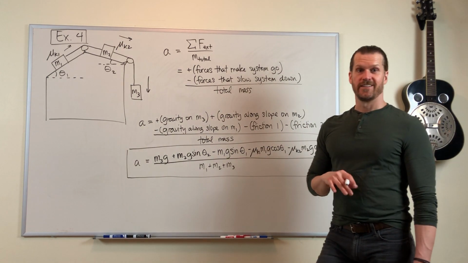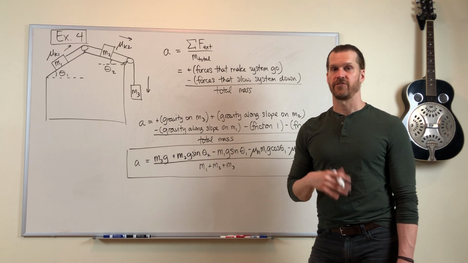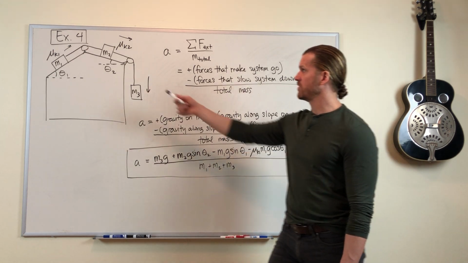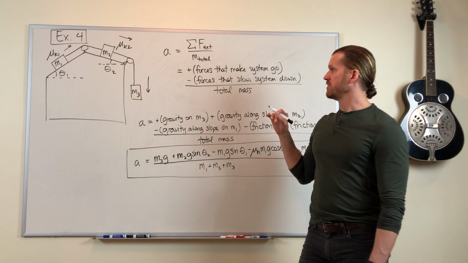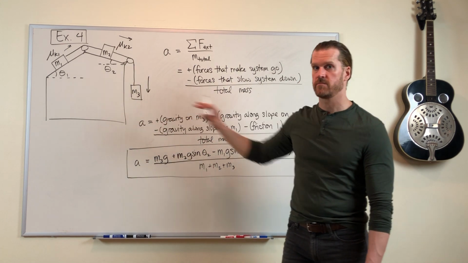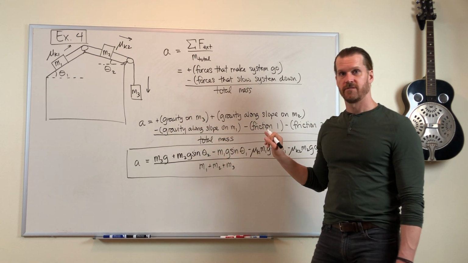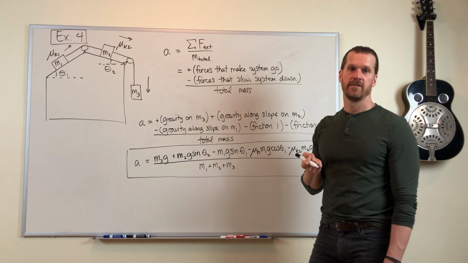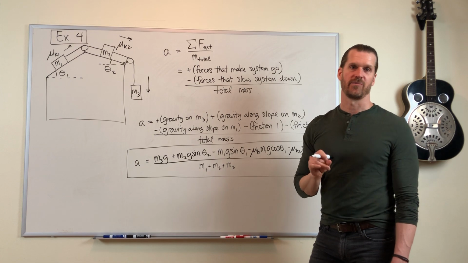So that's how we can quickly find the acceleration of a system of connected objects, even when it's something really complicated looking like this. You just think in broad strokes about what's going on. You can even write it in words, and then replace all of these parts with the formulas that you've already learned from having done lots of problems before.